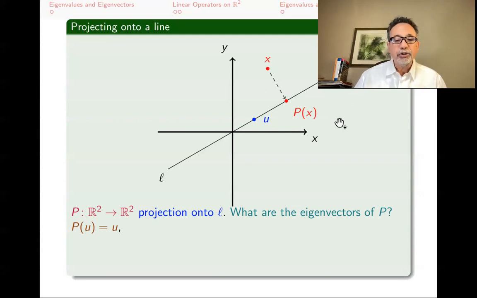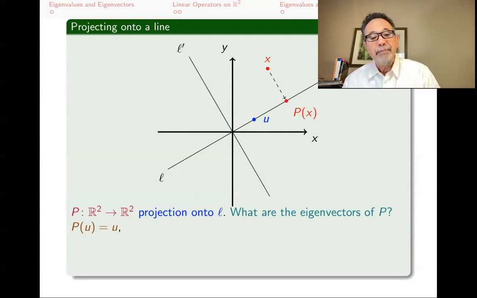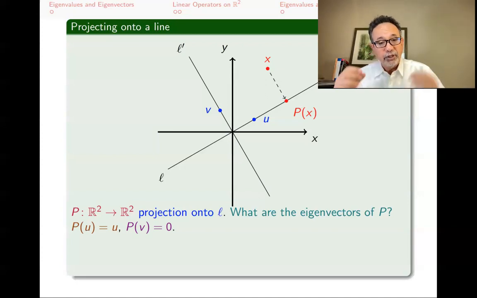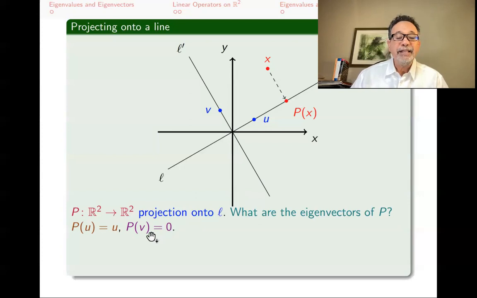Well, if you now also draw a line L prime perpendicular to L through the origin, and if you pick a point V on that line, again, other than the origin, where is that projected? Well, when you apply P to that, you get 0. The projection is going to go right down to 0, because we're going perpendicular, and perpendicular V takes you to 0. So P of V is 0. So what does that mean? Well, that means that V is also an eigenvector with eigenvalue 0.